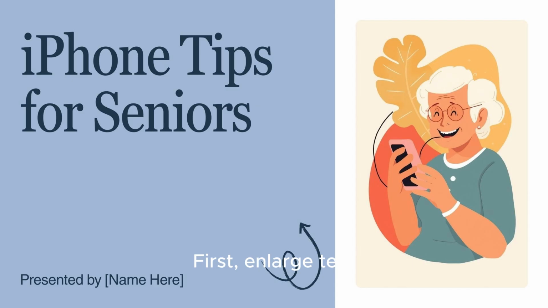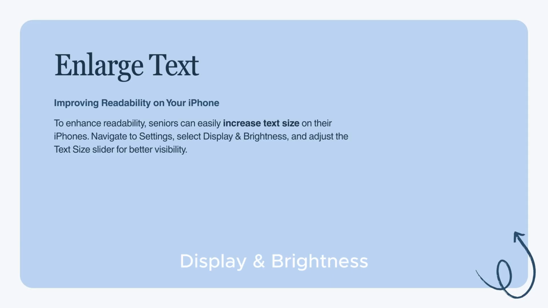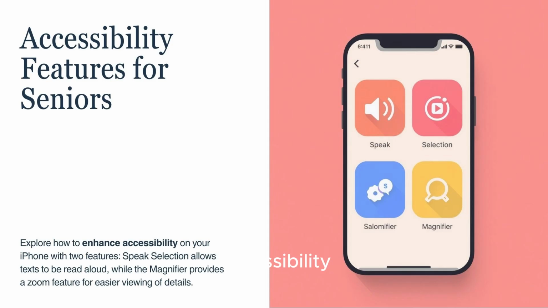First, enlarge text. Go to Settings, Display and Brightness, then Text Size. Drag the slider right. Second, enable Speak Selection. Go to Settings, Accessibility, Spoken Content, and turn on Speak Selection. Now you can highlight text and have it read aloud.